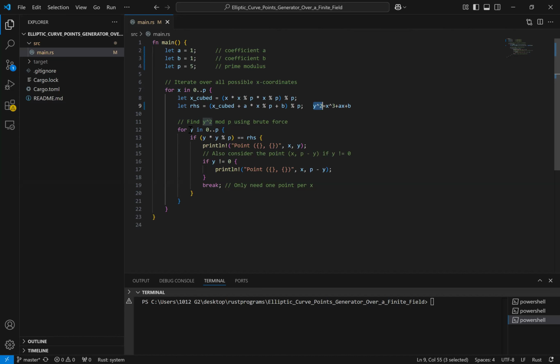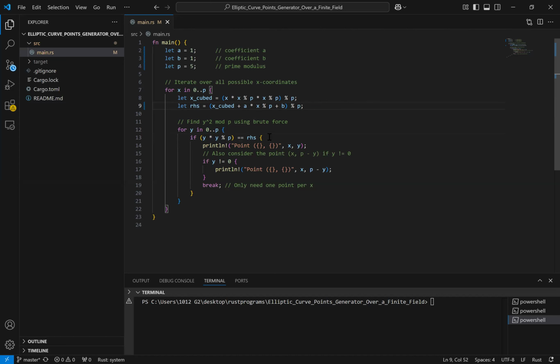So I'm then telling it, for y in the range of 0 to 5, find a value whose square will be the same as y squared. So I'm saying, for y in this range, find a value in this range such that y times y will give me the right-hand side, which I already have. The right-hand side is already defined. So give me a value that equals the right-hand side.